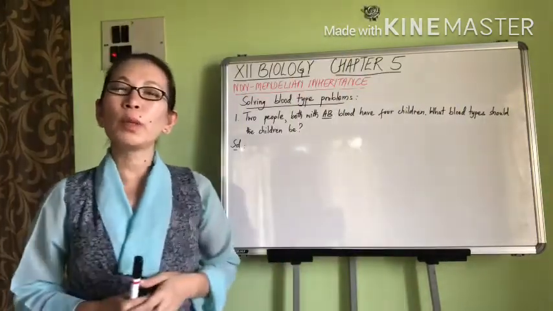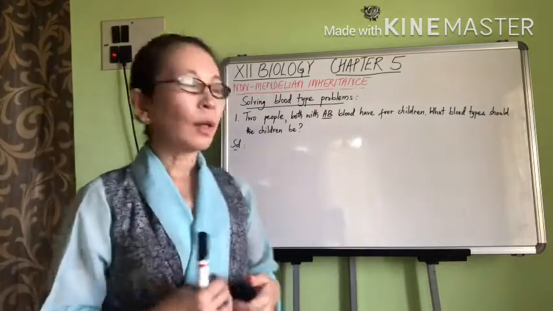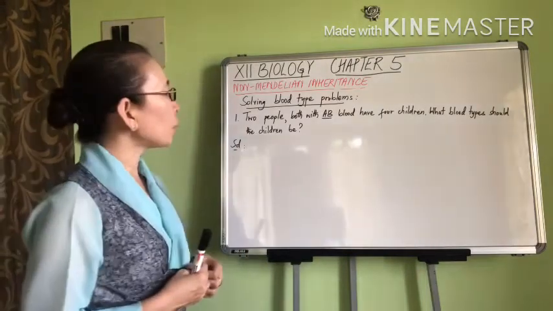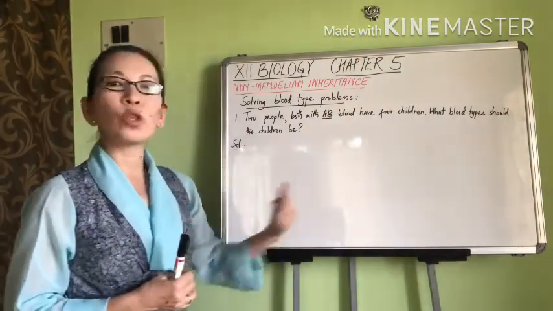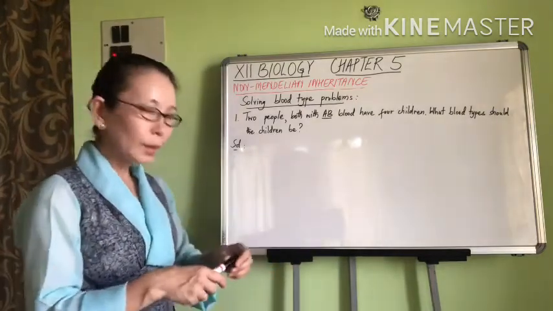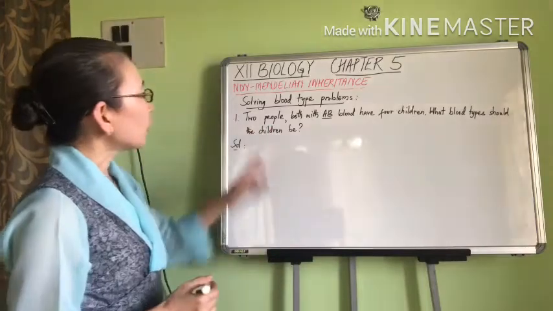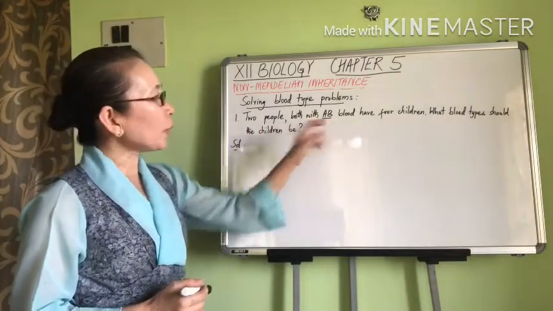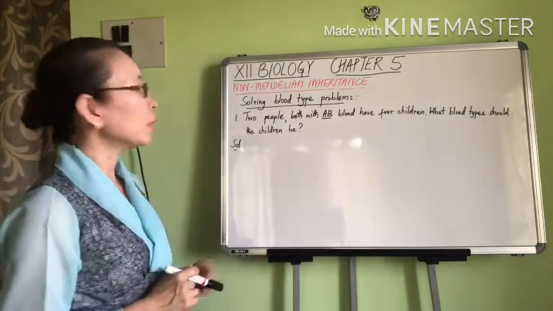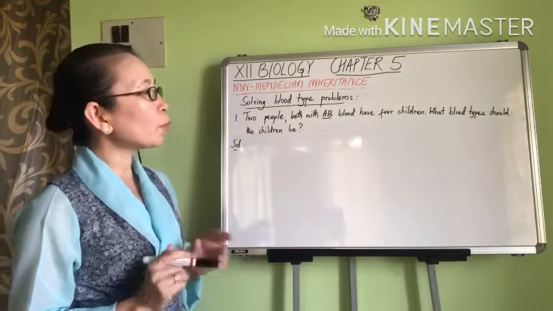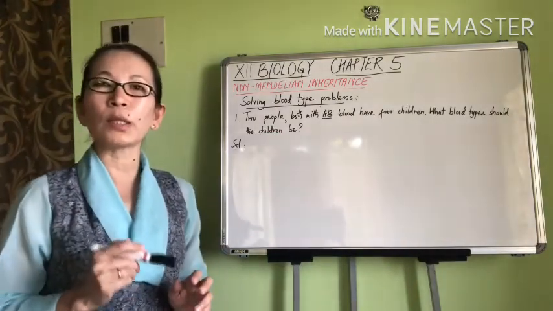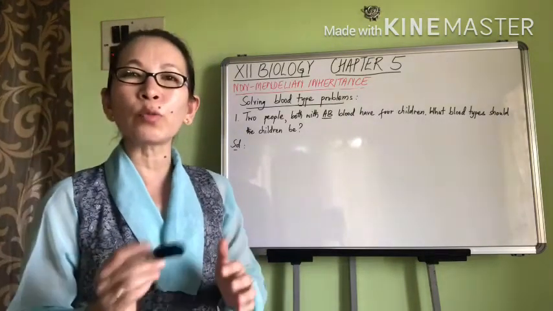With the knowledge of human blood types, we can now solve blood type genetic problems. I'm going to work out one such problem for you to give you an idea of how it has to be done. Now, I have a question here. 2 people, both with AB blood, have 4 children. So this is the situation that is given. What blood types should the children be? So we are expected to know the phenotypes of these 4 children.